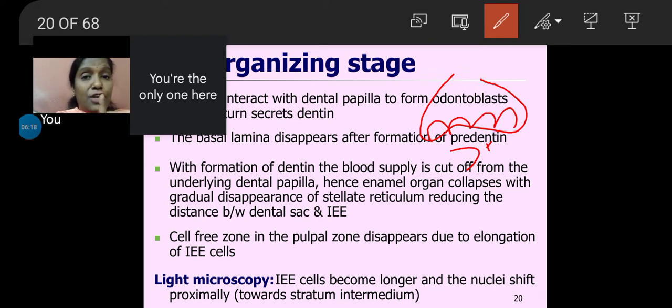Which is the first hard tissue to be deposited? It is the dentin. No doubts and no confusion. Crown, root, wherever, dentin is the first hard tissue to be formed, followed by enamel in the crown and followed by cementum in the root.